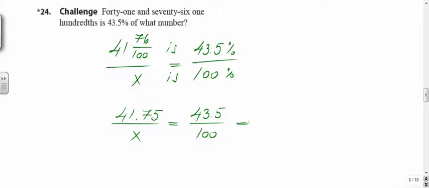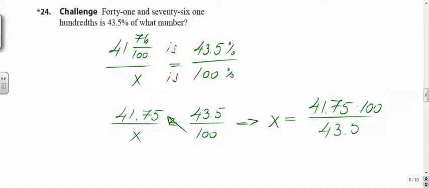To find your x, you will divide this diagonal product, right? 41.75 times 100 by 43.5, and you should get, well, I would say approximately what you get here will be 95.98, right? You can check.